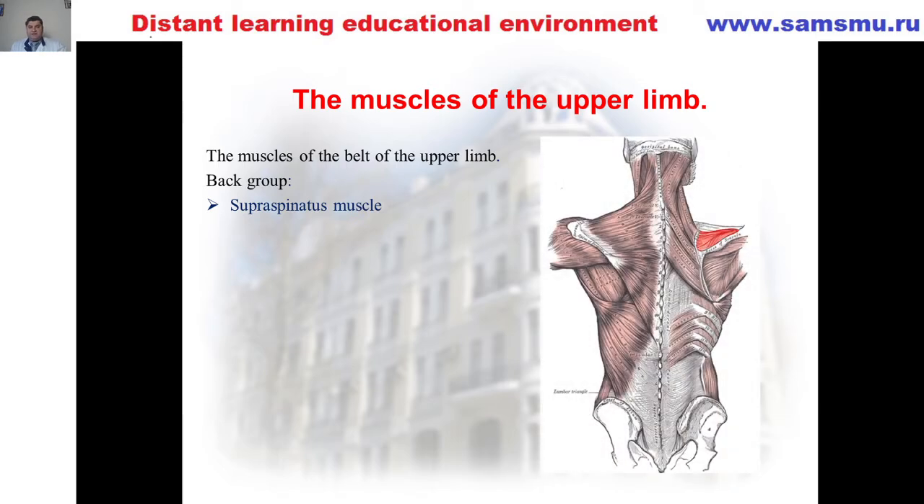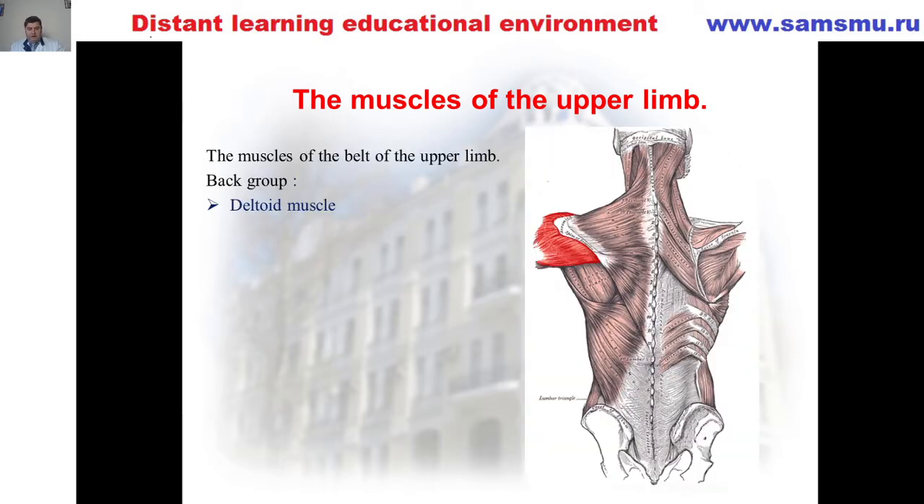The deltoid muscle. You may see this muscle in red on this picture. Musculus deltoideus, in Latin, covers the proximal end of the humerus. It has a triangular shape and arises from the lateral third of the clavicle, the acromial process of the scapula and from the entire length of the spine of the scapula.